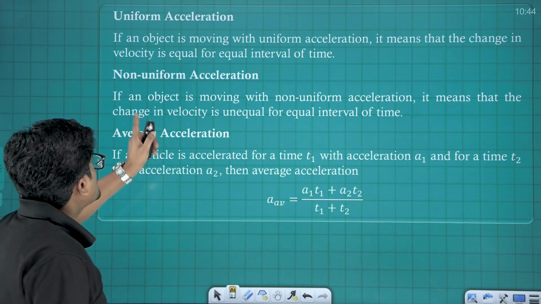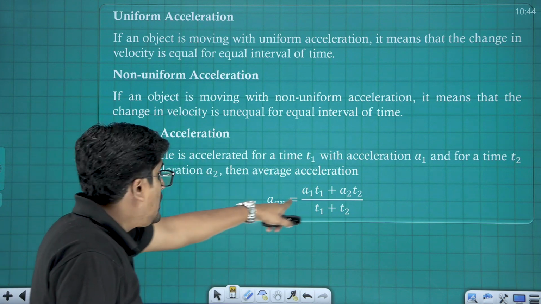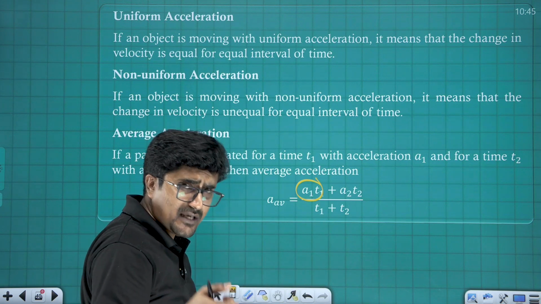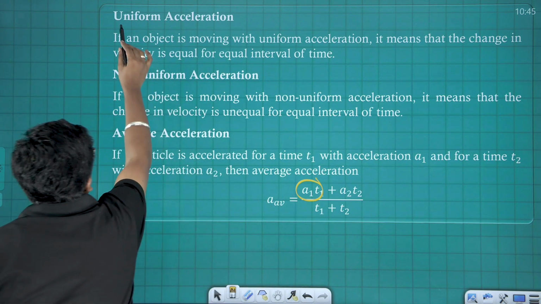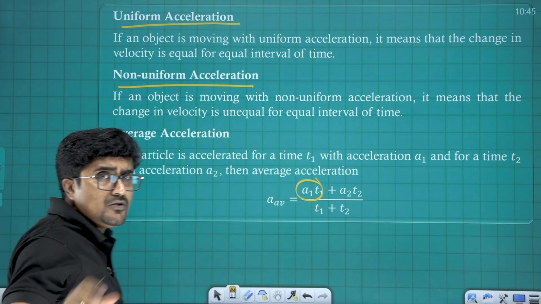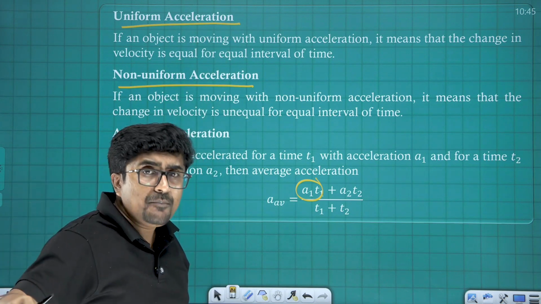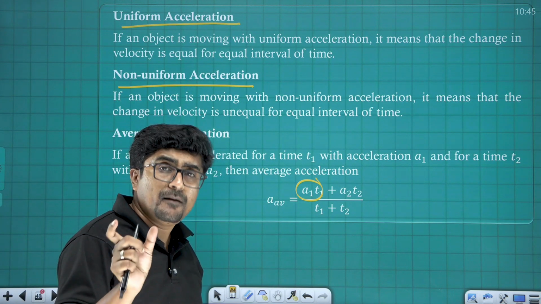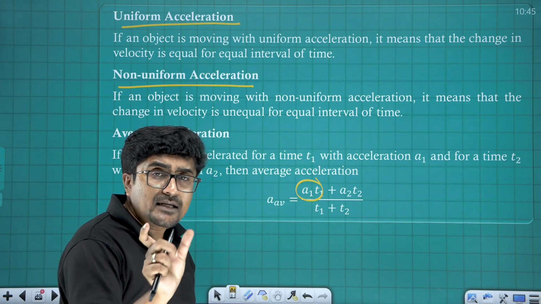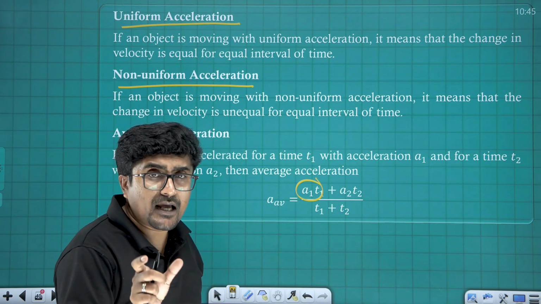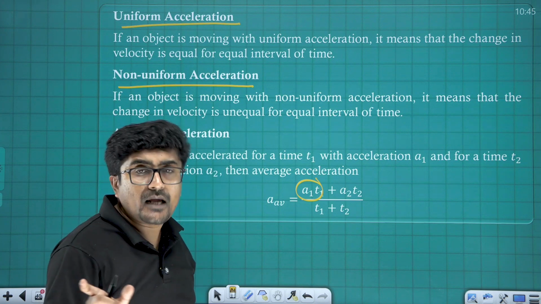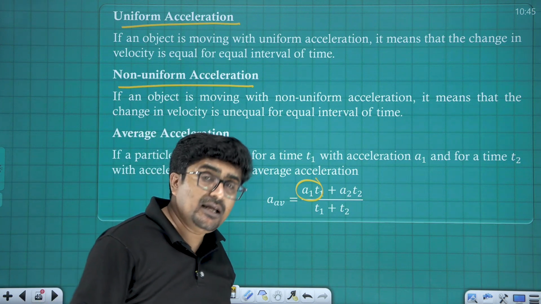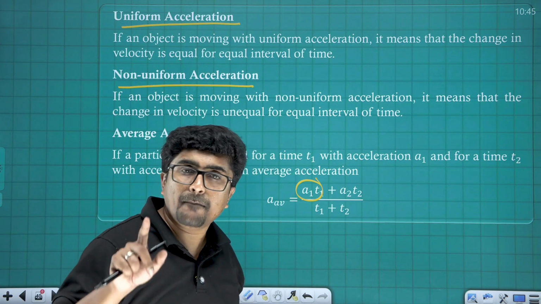Next is uniform as well as non-uniform acceleration. Average acceleration I already told you. Here I will tell you the basic relation in terms of a1 as well as a2. Uniform acceleration means that during equal intervals of time, the change in velocity is going to be equal. That means for delta t time, if delta v is the change in velocity, then for another delta t time it has to be delta v only. Or for another time interval of 2 times delta t, the change in velocity has to be 2 times delta v.